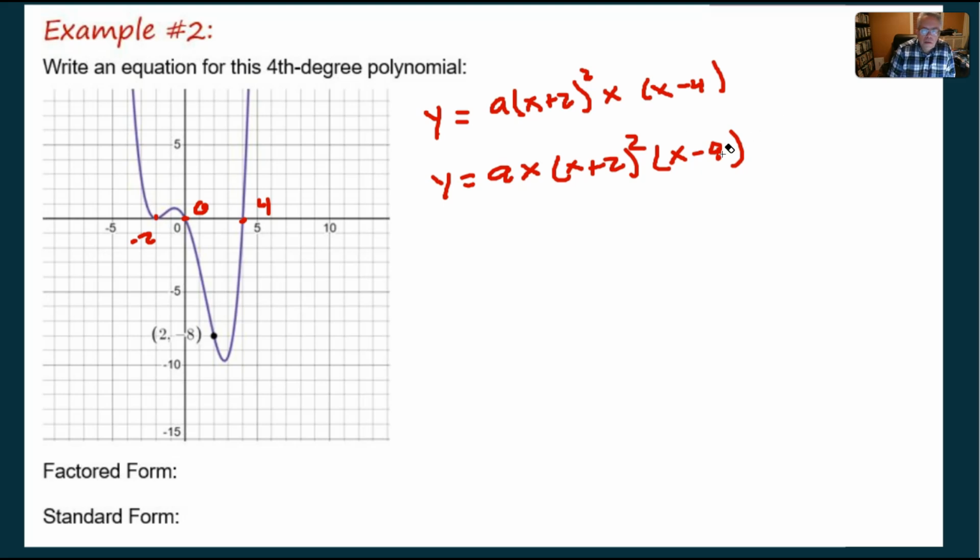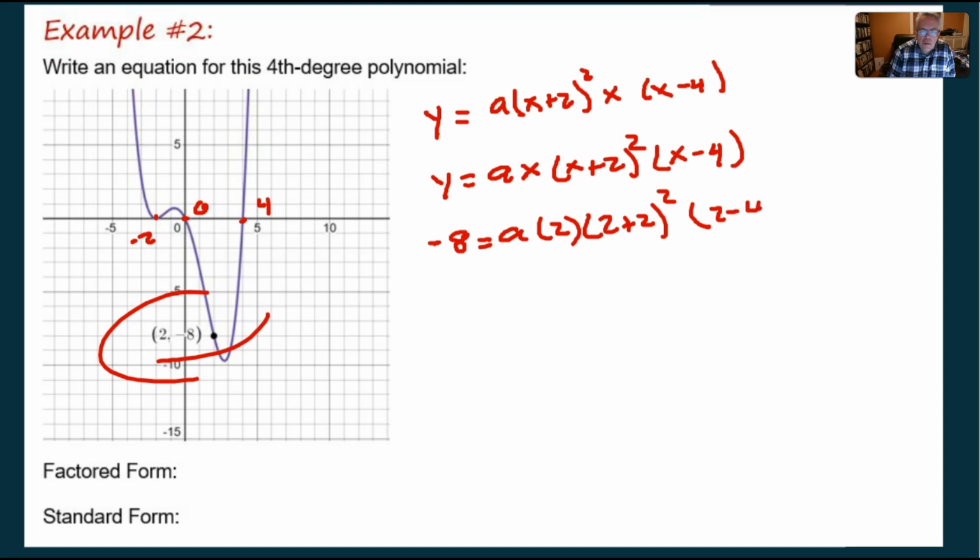Again, we have to use a point to figure out a. This time we have this point, 2, -8. So I'm going to substitute -8 in for y and 2 in for x. So we get a times 2 times 2 plus 2 squared times 2 minus 4. Again, all of this is just one number. We can put this in our calculator and see what that is. I believe we get negative 64. So we get negative 8 equals a times negative 64.